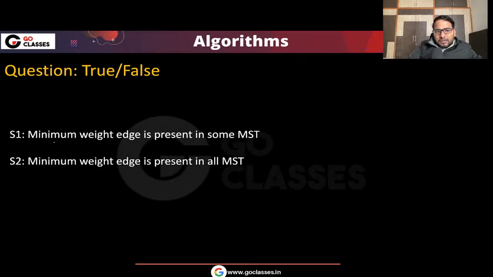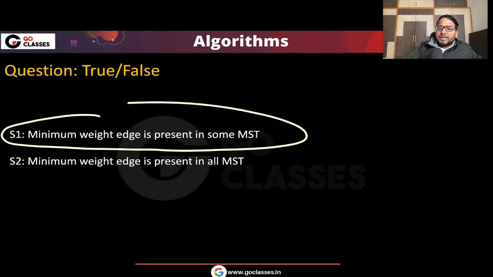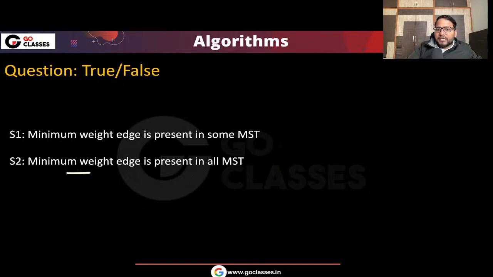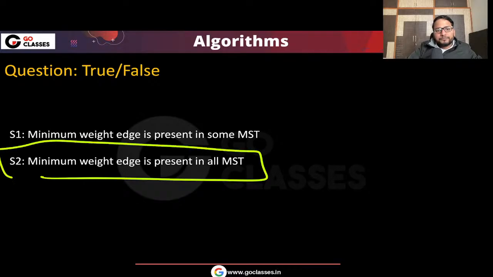Now let's just see this. What they are saying is: the minimum edge weight is present in some MST, and the minimum edge weight is present in all MSTs. So is this true that if this is the minimum edge weight, then it is present in all MSTs? First of all, tell me, is this true?